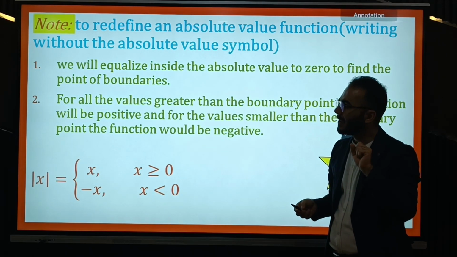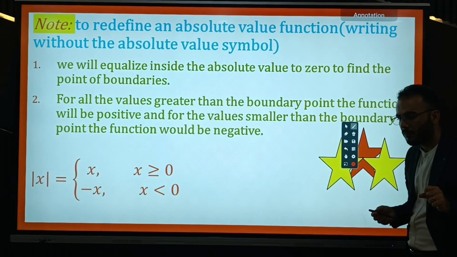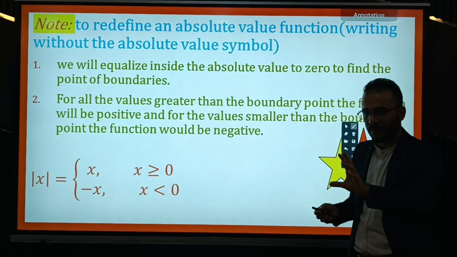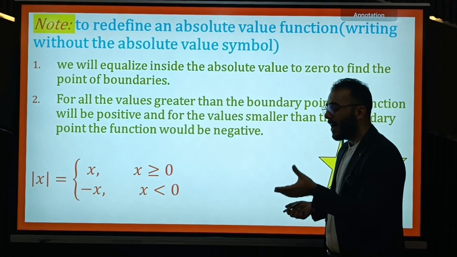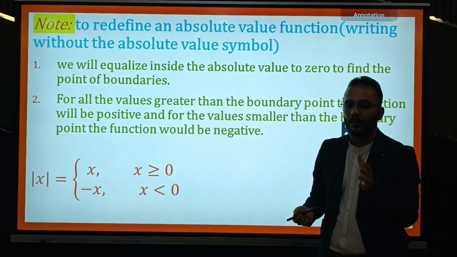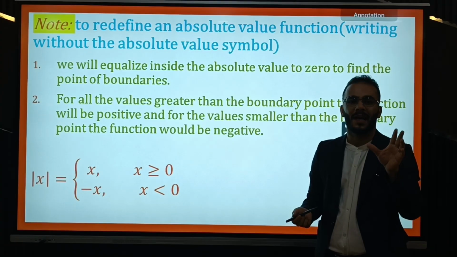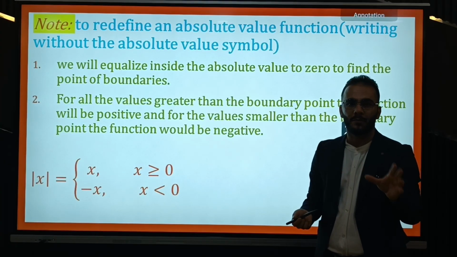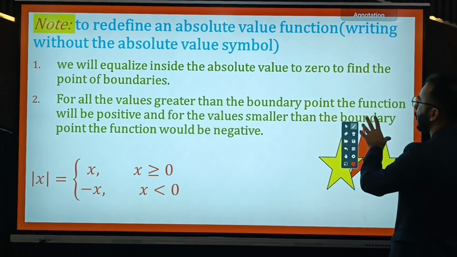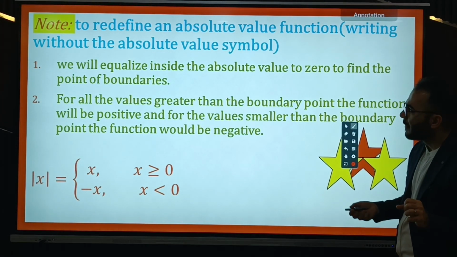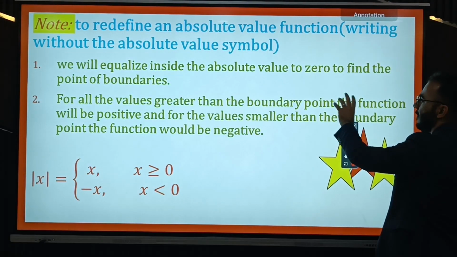We have 2 steps. First, we equalize the inside of the absolute value to 0. Whatever we have in terms of algebraic expression, for example, a linear equation, whatever we have inside the absolute value, equalize it to 0, and then find out the value of the variable. That's going to be called a boundary point. So we equalize inside the absolute value to 0 to find the boundary points.